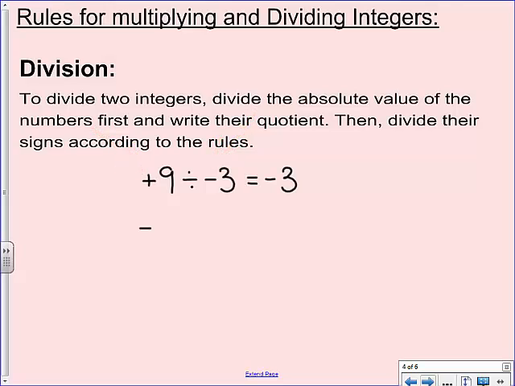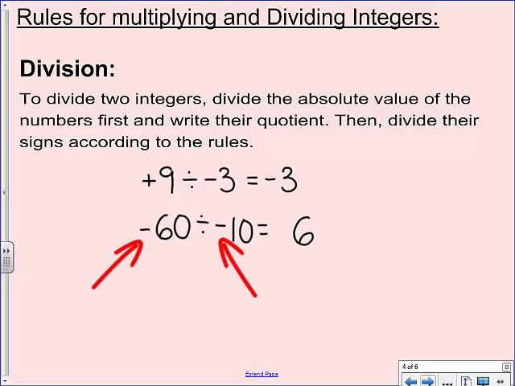This is another example. Negative 60 divided by negative 10. Let's divide 60 by 10 first. 60 divided by 10 equals 6. Now we take care of the signs. We see that we have two negative signs, so the signs are the same. And we know that when we're dividing integers with the same signs, our quotient is going to be positive.